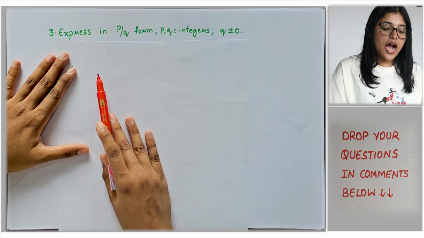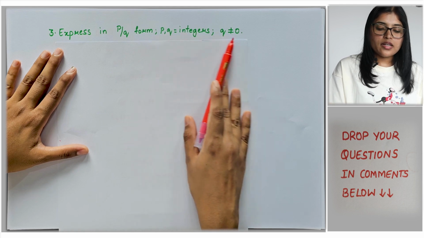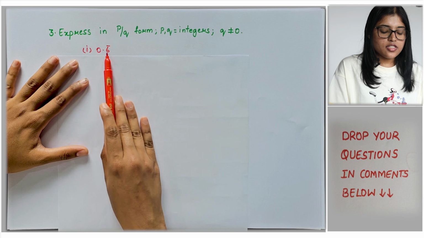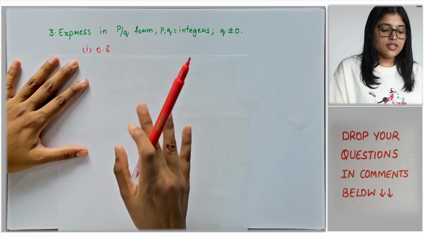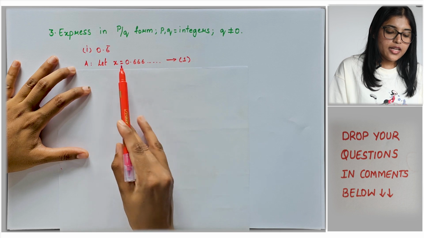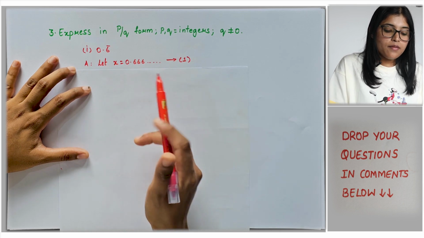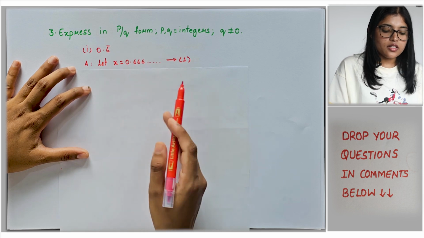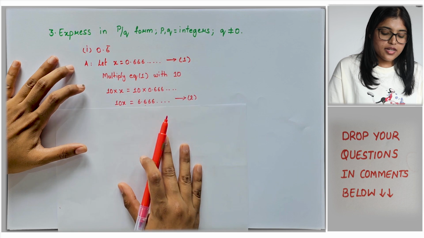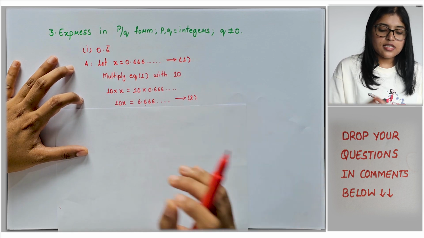The third question asks us to express recurring decimals in P by Q form, where P and Q are integers and Q is not equal to 0. First decimal given to us is 0.6 bar, where 6 is the recurring decimal. So we start with the assumption that x equals the given decimal, which is 0.666 and so on. Because one number is recurring, we multiply the equation with 10 on both sides, which results in 10x equals 6.666 and so on. Let us say this is equation 2.